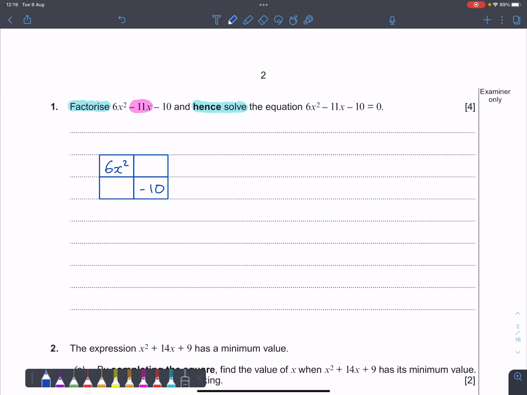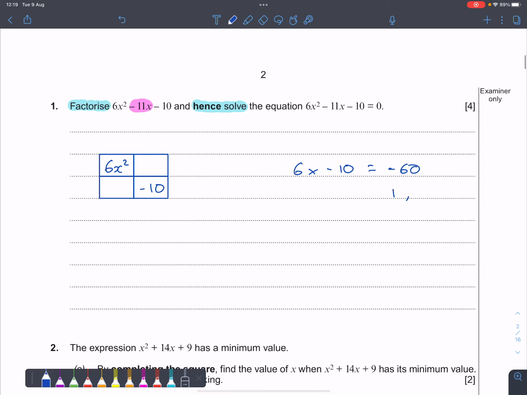So I'm going to multiply these two numbers together. So 6 times negative 10 is negative 60. And I'm going to write down the factors of 60. Not worried about negative so far. So I'm going to have 1 and 60, 2 and 30, 3 and 20, 4 and 15, 5 and 12, 6 and 10. There's a lot of them.